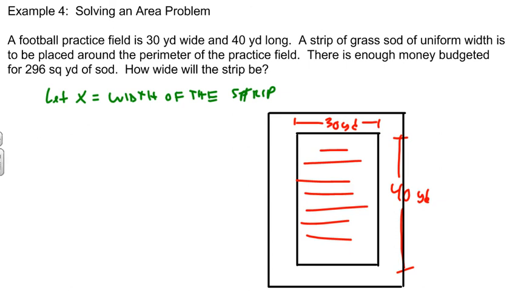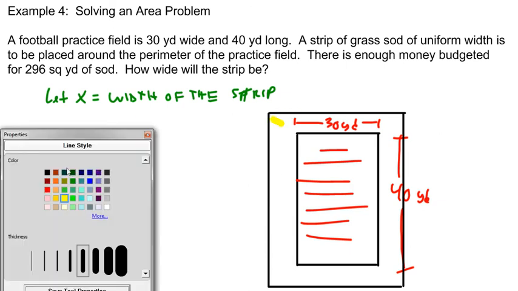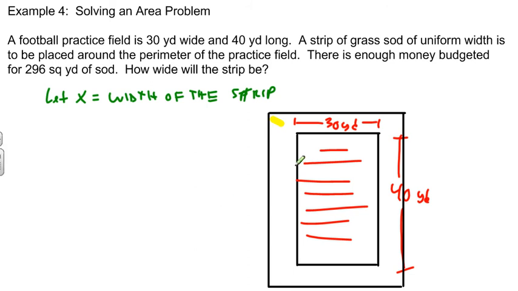We could highlight this row here, maybe make it a little bigger there. Okay, so this is all going to be grass right here. All this is going to be grass, and they want to have the same strip all the way around the practice field.